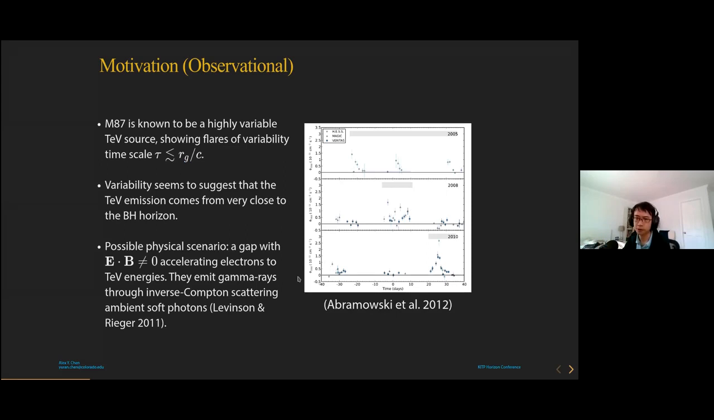The gap is actually perfect for this in the sense that in order to produce pairs on the background soft photon field, which we know from M87, we just saw it with EHT, is millimeter, you need TeV photons, and that is consistent with the kind of spectrum and the kind of gamma ray photon energy we see from M87. And the variability and the size can work as well because it's close to the black hole and the gap can be about r_g over c as well.